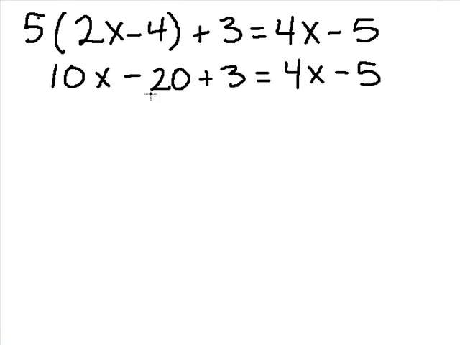Our next step is to combine like terms. On the left side of the equation, there's only one term with an x, 10x, but there are two terms that are numerical values. We can combine them. Let's start by writing 10x. Now we're going to combine negative 20 plus 3. Negative 20 plus 3 is the same as minus 17.